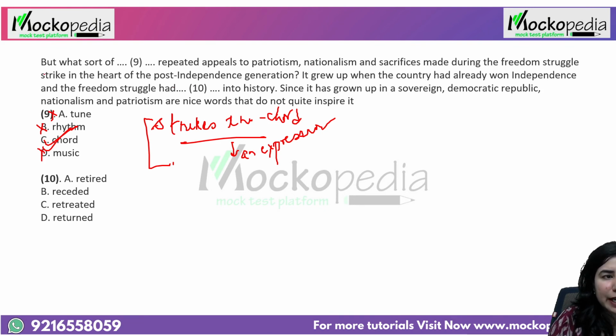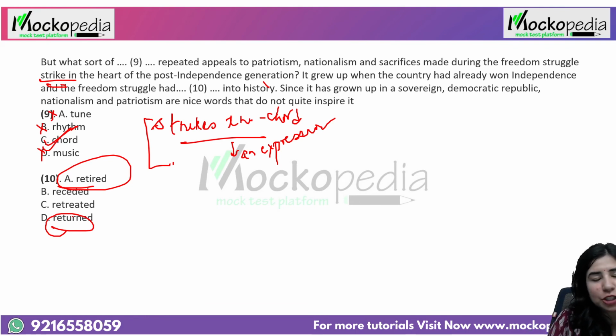Strikes in the heart of life, strike the chord. So strike ke saath, you go with chord. It grew up when countries had already won independence and the freedom struggle had gone back, finished. Matlab history ka part ho gaya, right? So retire to log hote hain, right? Returned, vapas jana nahi hota, peeche chala gaya. So recede will be the right match, right?